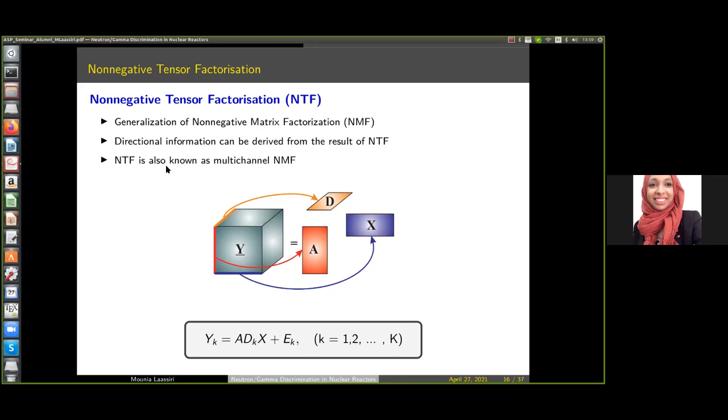As you know, a tensor is a generalization of scalar, vector, and matrix. A matrix is a second-order tensor, and a vector is a first-order tensor. As you can see here, a 3D tensor Y is represented as a cube. This model extracts two common factors, a basis mixing matrix A and unknown components represented by a matrix X, following this formula. In our application, Y is formed by the fission chamber preamplifier's output signals, A represents the mixing matrix, and X is the unknown matrix of independent components to be estimated.